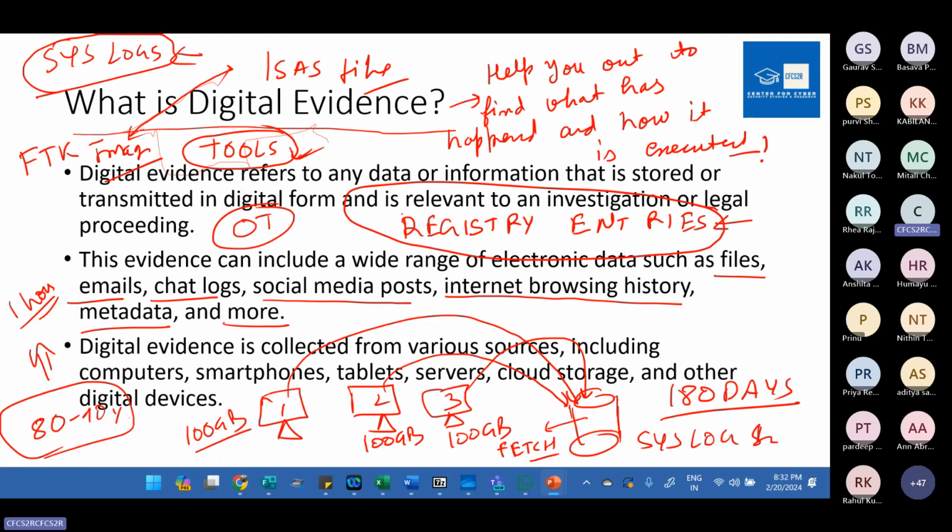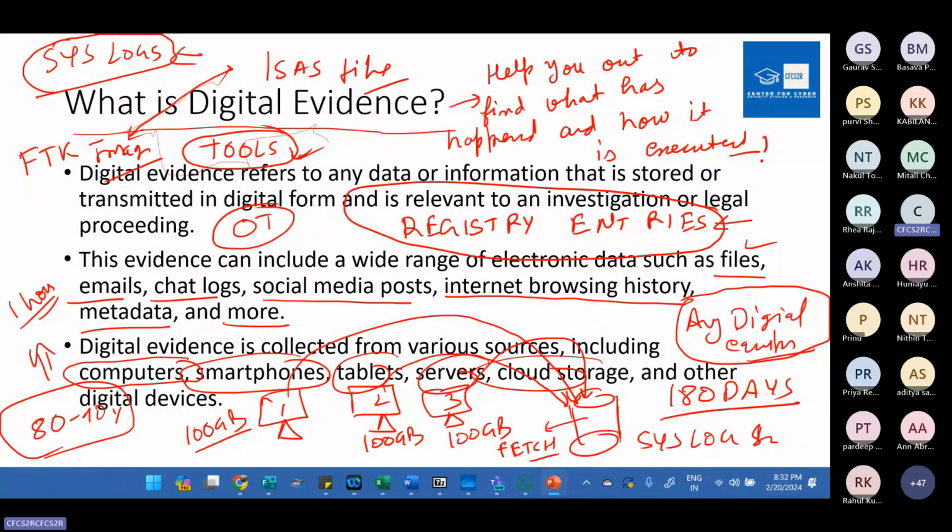Okay, now get back to the topic. So what can be digital evidence? Your files, emails, chat logs, social media posts, internet browsing history, metadata. And from where can you collect digital evidence? You can collect digital evidence from computers, smartphones, tablets, servers, cloud storage, or any digital equipment. Any digital device can come under the purview and ambit of digital evidence.